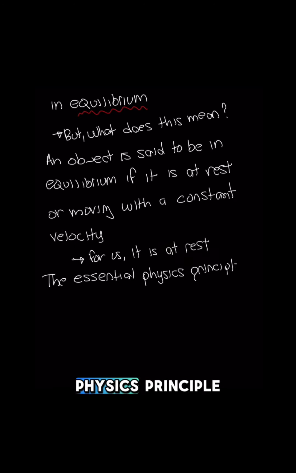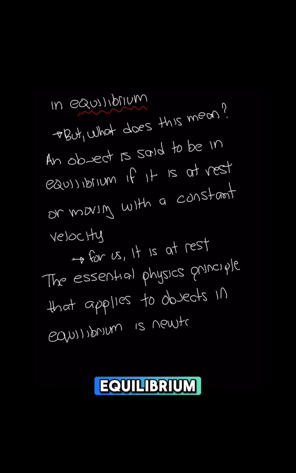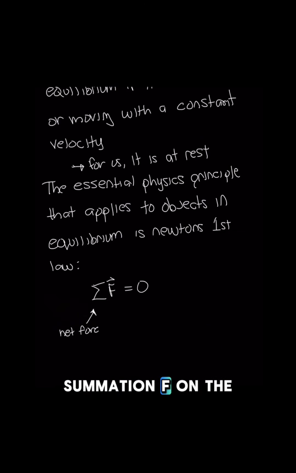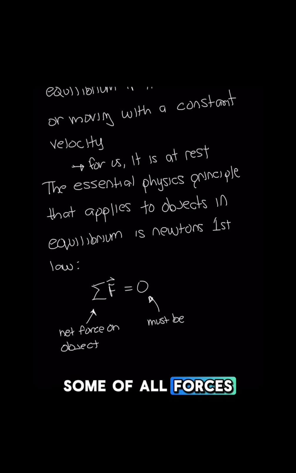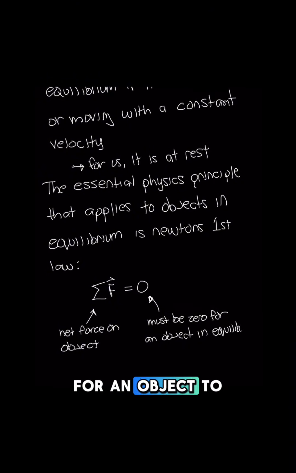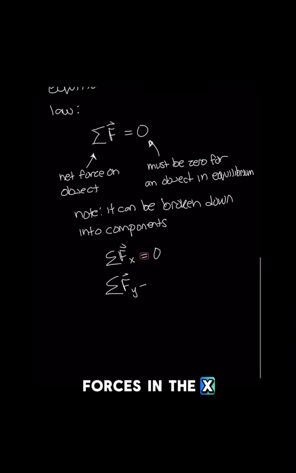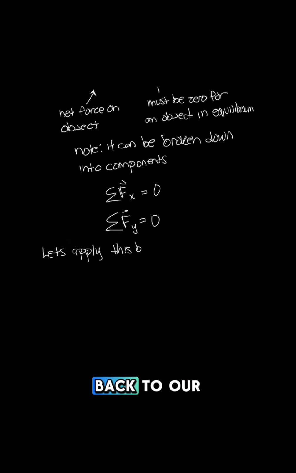The essential physics principle that applies to objects in equilibrium is Newton's first law, and the equation for this is given below. Summation F on the left-hand side, that just means the sum of all forces, has to be equal to 0 for an object to be in equilibrium. Now we can break this down into components, the sum of the forces in the X and the sum of the forces in the Y. You can bring this back to our example.